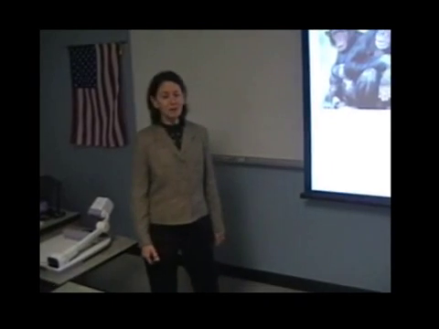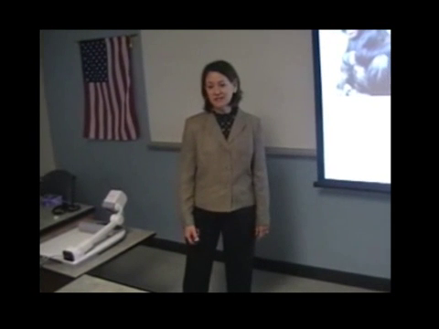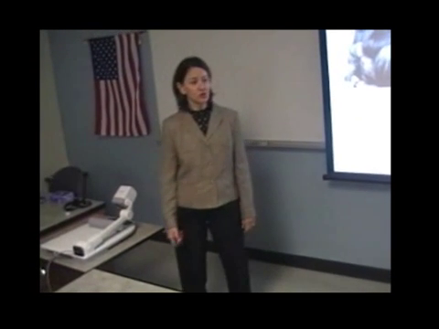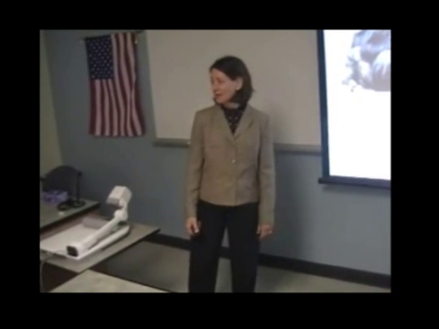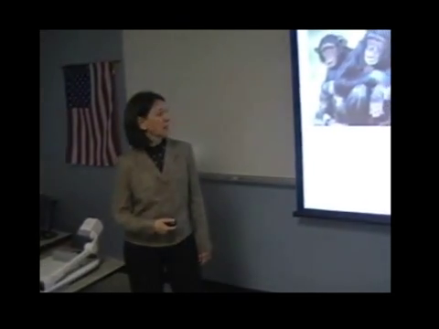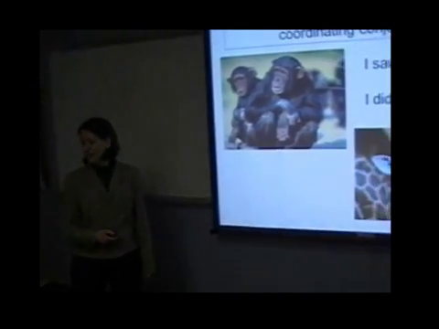Here's our first comma rule. We use a comma to separate independent clauses joined by a coordinating conjunction. So let's see what that means. Independent clauses are parts of the sentence that could stand alone as a full sentence. So we have, I saw the chimp, that's a whole sentence. I didn't see the giraffe, that's a whole sentence.